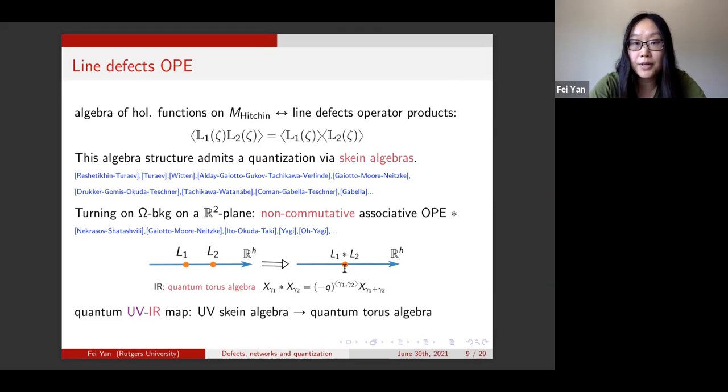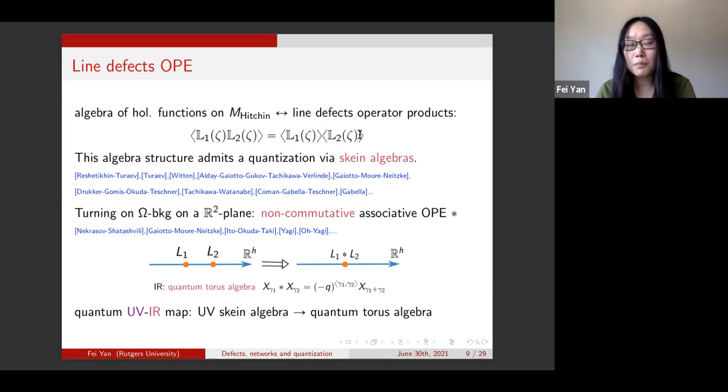So at the collision limit, you get a new line, a product line, which is denoted simply as the product L1 L2. And you could consider the web of this product line wrapped around a circle. And this web could be written as the product of the webs of the two separate lines. So in this sense, this line operator OPE, or operator product, is identified with the natural algebra of holomorphic functions on the Hitchin moduli space. And this algebra structure admits quantization in terms of skein algebras.